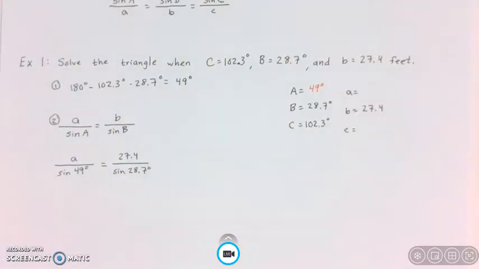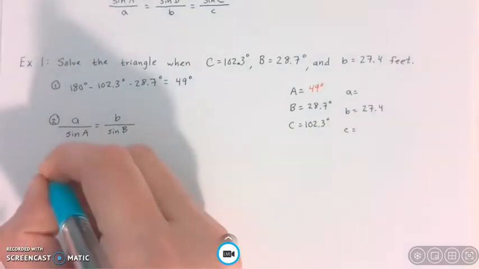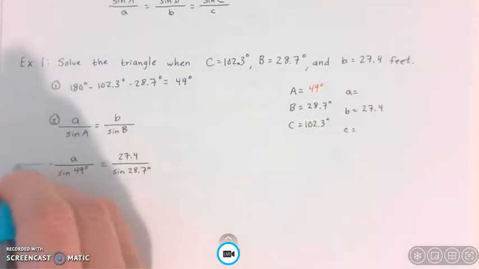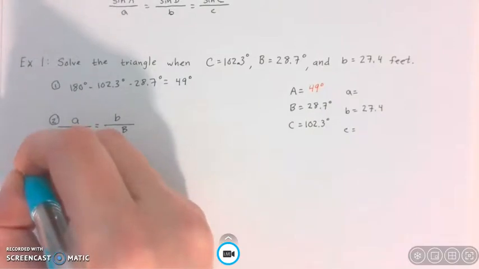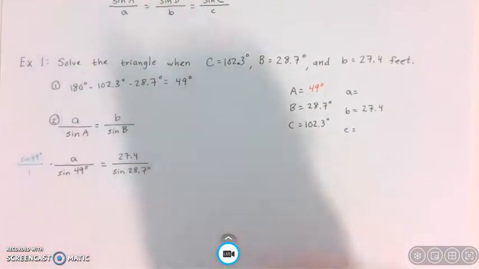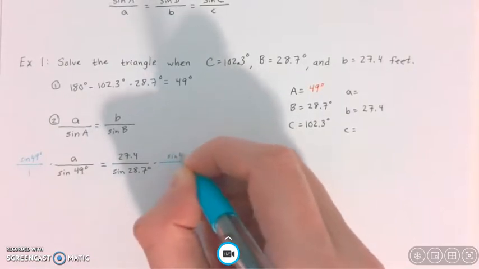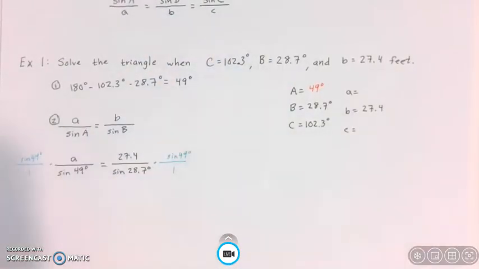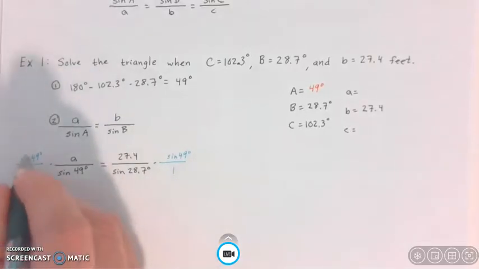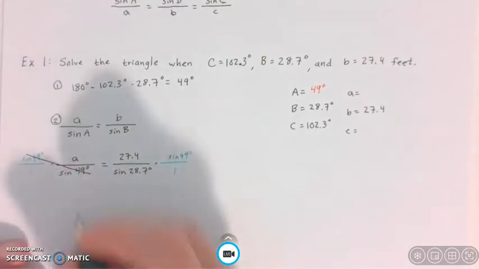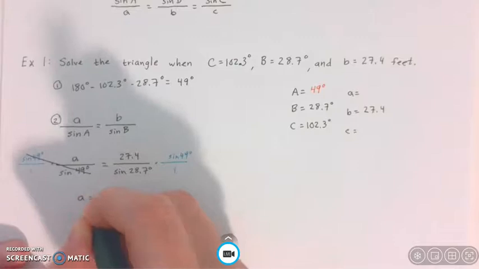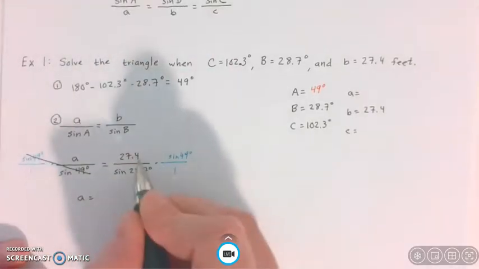So what I'm going to do is on both sides multiply by sine 49 degrees. You can put that over 1 if you want, doesn't really matter. Sine of 49 degrees over 1. All right, so these are going to cross cancel. So I'm going to end up with A is equal to 27.4 divided by sine of 28.7, times sine of 49.